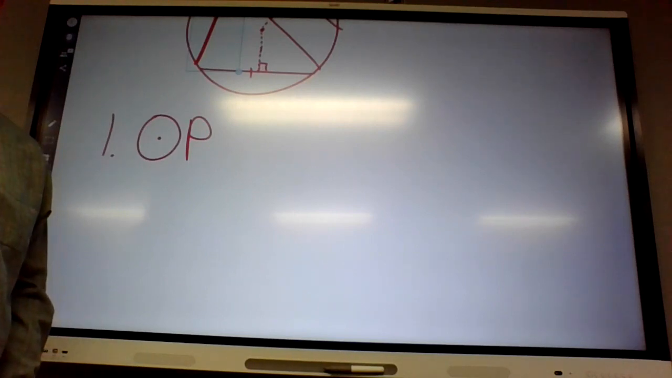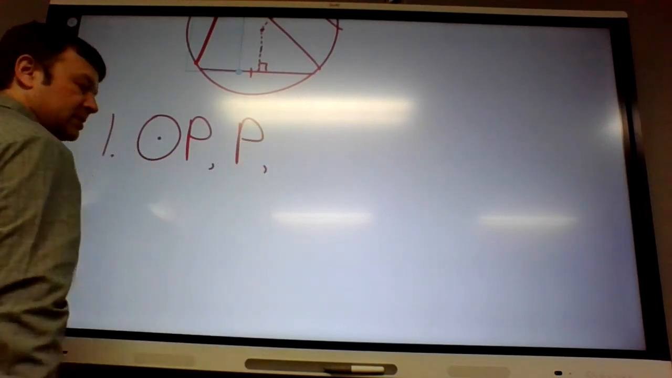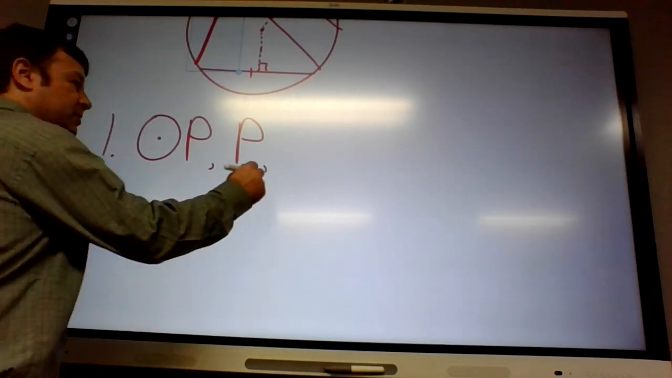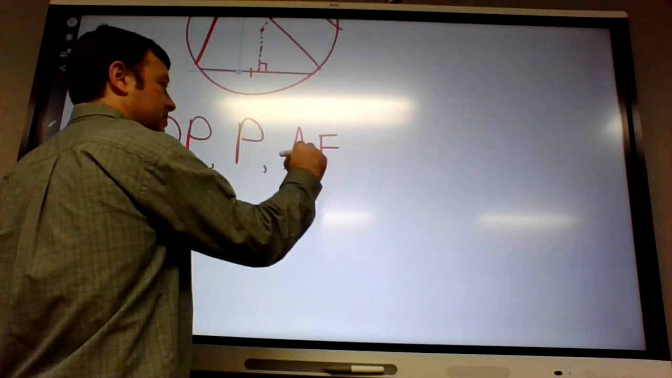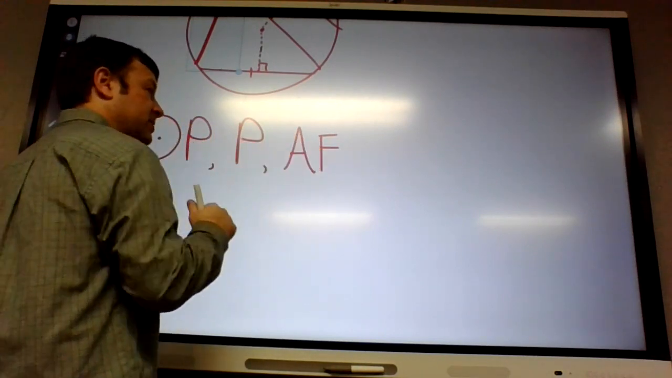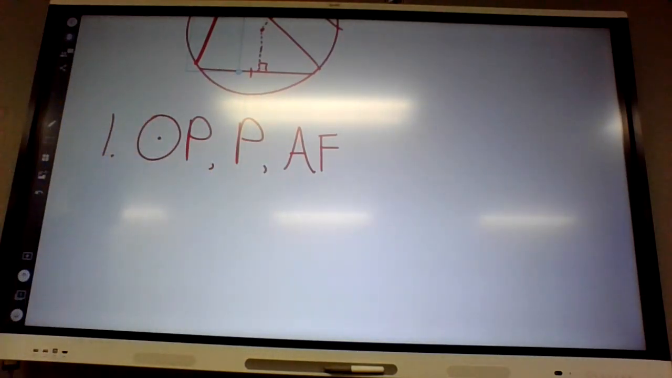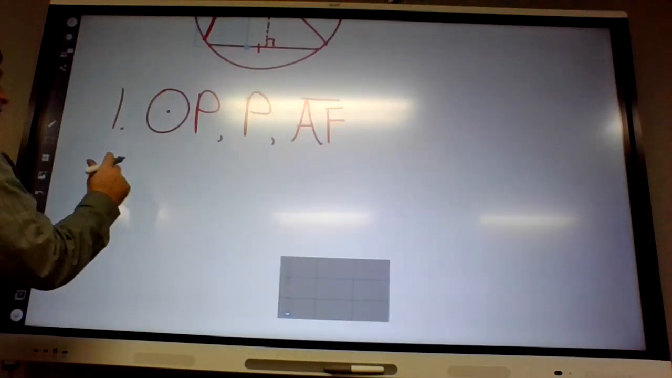What is the center of the circle? Just P. And what is the circle's diameter? AF. How should I label that? Is it a line? Is it a ray? Or is it a line segment? Lines and rays go forever, so it's a line segment. So we should call it segment AF.